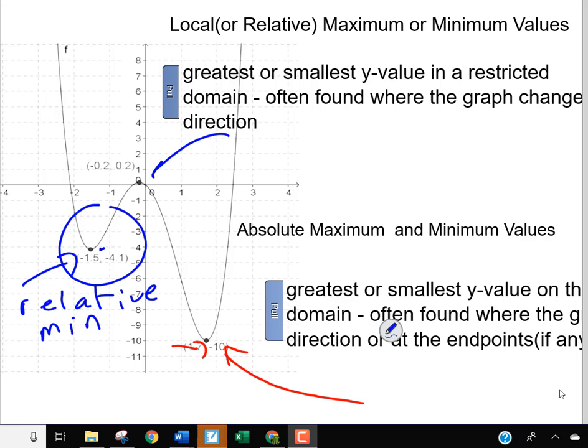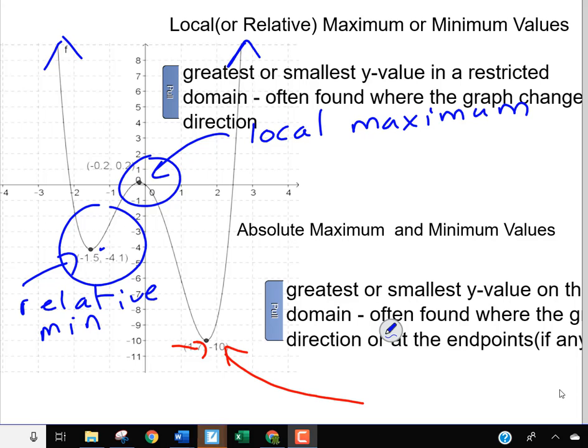This point here is called a local max or a relative maximum. It's not the greatest value for the entire function, but in a small restricted domain, that is called a local or relative maximum because it has the greatest value in a small neighborhood around that point. Now, because this graph continues forever upwards, there is no absolute maximum because the graph keeps going and going forever towards infinity. So for this one, we'd say there is no absolute maximum value. There is, however, an absolute minimum value of -10.